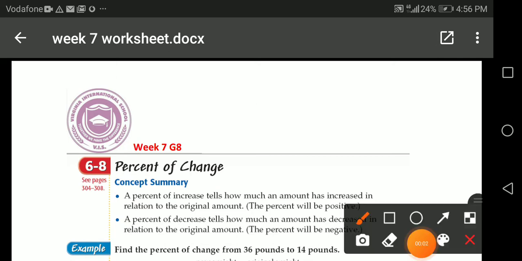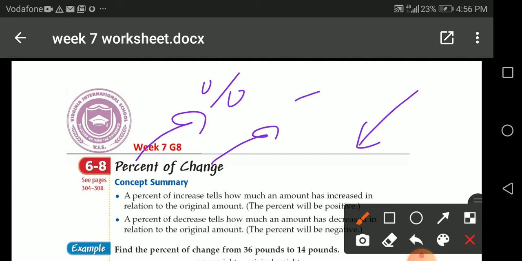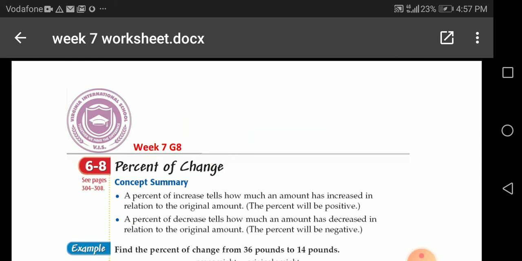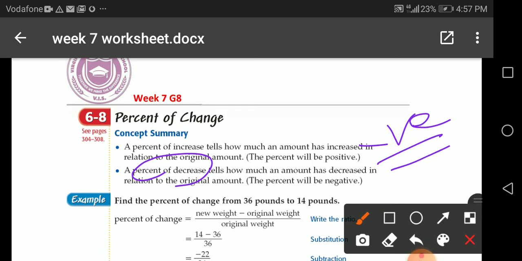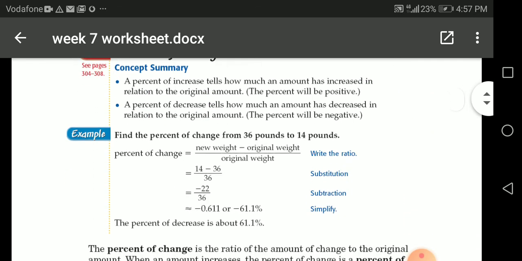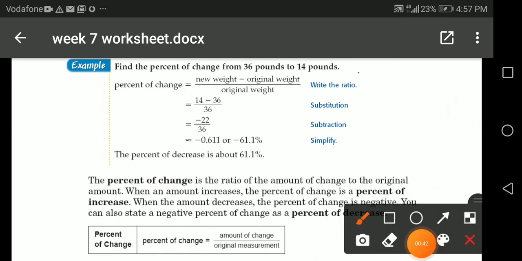I hope you're fine. Today we're going to talk about the percent of change. We are going to talk about percentage here and the change, so we're going to make a difference between two quantities, right? So let's start. If the percent will increase, remember the word increase? Yes, positive. What about when the percent decreases? Decrease means that we have a negative percent. Let's have an example and see how we can solve it.